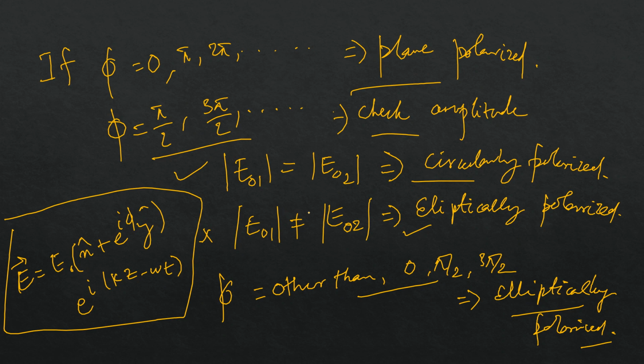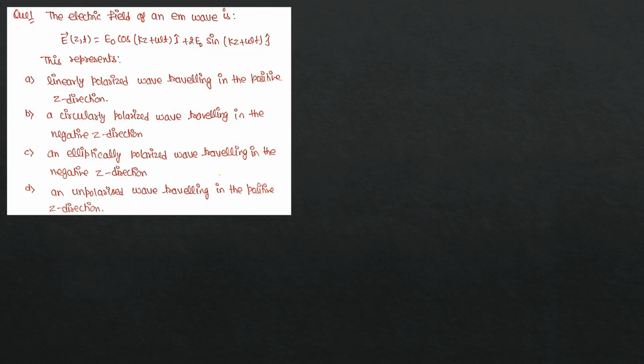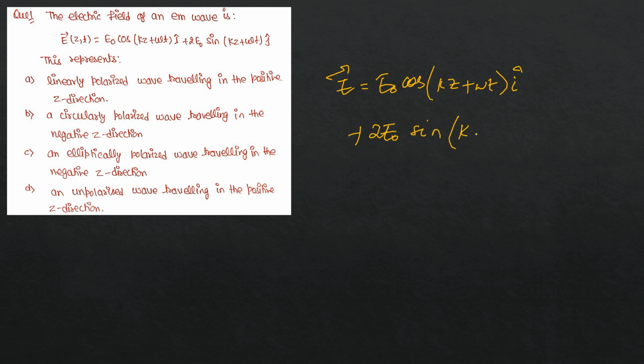Next, we will move to questions. Solving questions will help. First question: the electric field of an electromagnetic wave is given as E is equal to E naught cos (kz plus omega t) i cap plus 2 E naught sin (kz plus omega t) j cap.